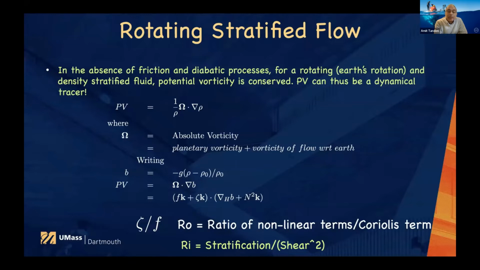So in the first bracket, when you have f plus zeta, think of zeta over f as a measure of the Rossby number, because that's the ratio of nonlinear terms to the Coriolis term in the equations of motion. I'm not showing you the full equations of motion, but this is just a quick review of what you may have learned in GFD.